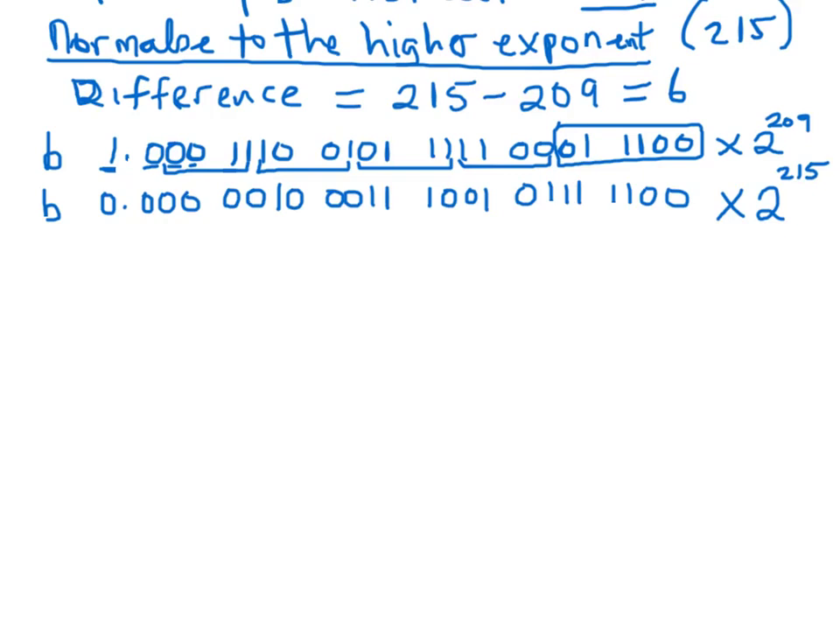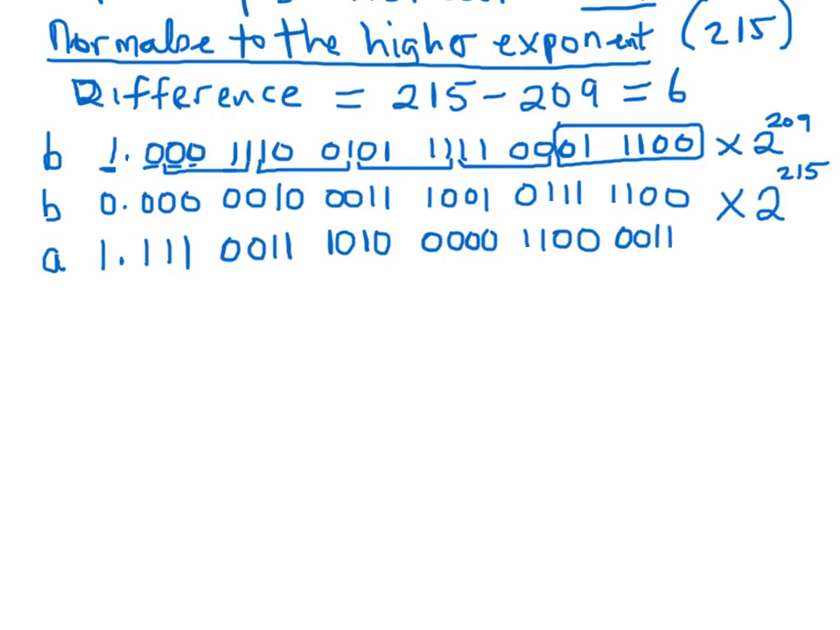So now let's look at A plus B. A plus B is the same as B plus A, so it'll just save me writing it down again. So I'm going to put A under B, and A is in its original form, taking it from, remember, the leading one, and then writing down the significand as it occurred. It's 1, 1, 1, 0, 0, 1, 1, 1, 0, 1, 0, 0, 0, 0, 0, 1, 1, 0, 0, 0, 0, 1, 1. And again, that's by 2 to the power of 215.